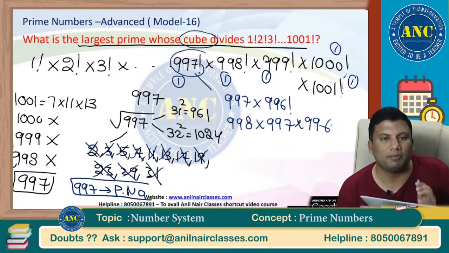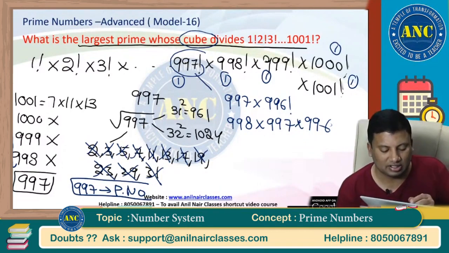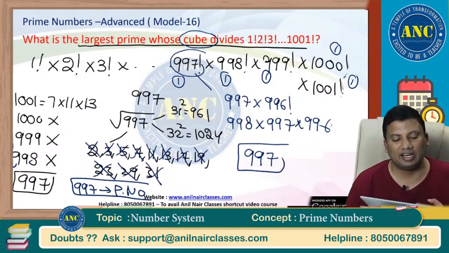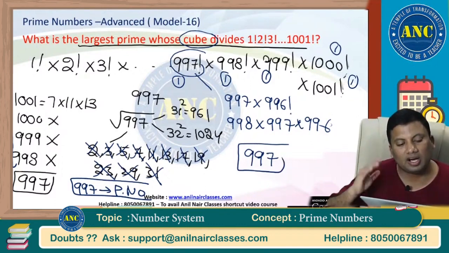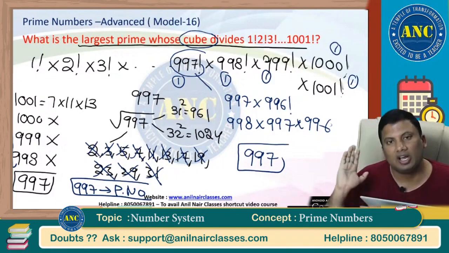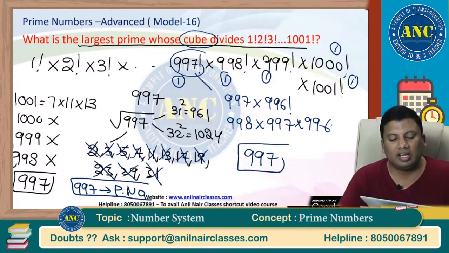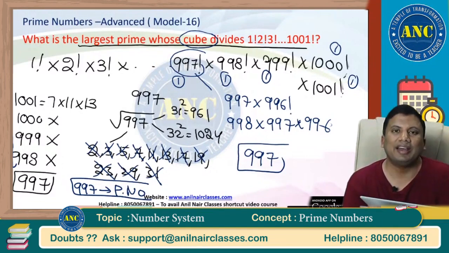Is it divisible by 997 cube? Yes. So the answer is, what is the largest number that divides this number? Prime number 997. Good question. Because it is the largest prime number, start from the highest. 1001, 1000, 999, 998, all are out. 997.